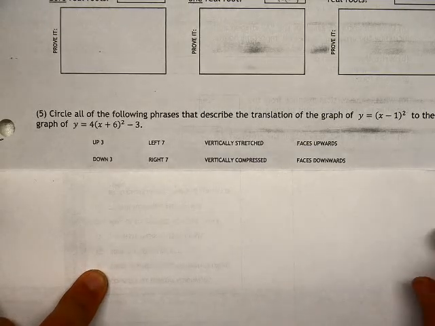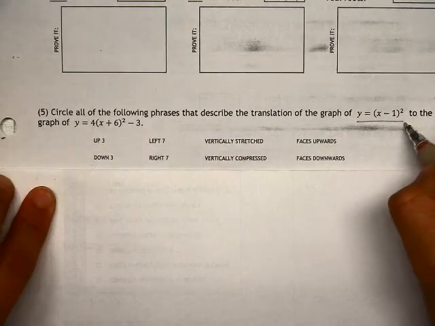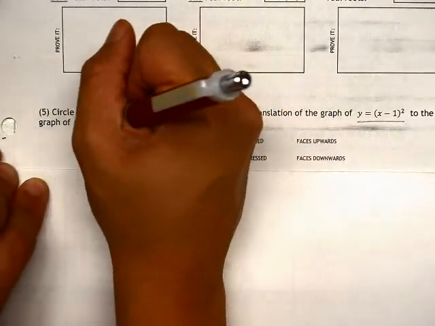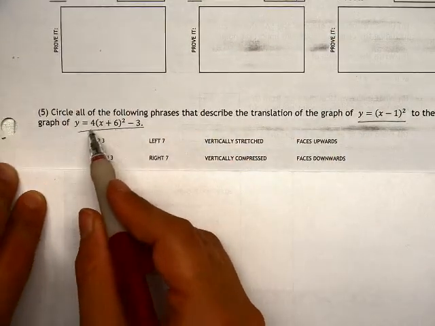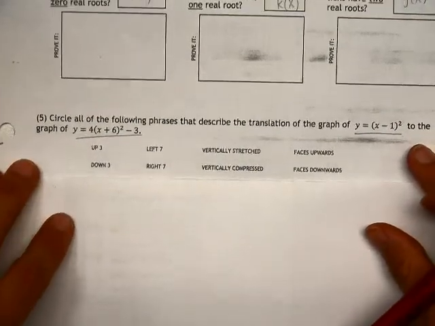Question number 5 is going to ask you about the translation from one graph and its original vertex and shape to the graph of a new function that has a different vertex and a different shape. So let's first think about what we know about the first graph.